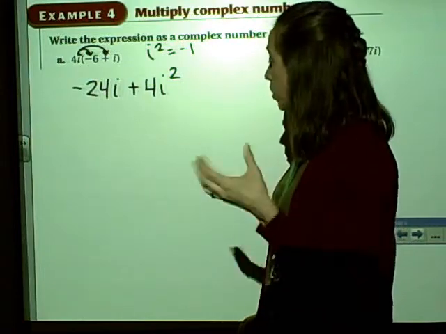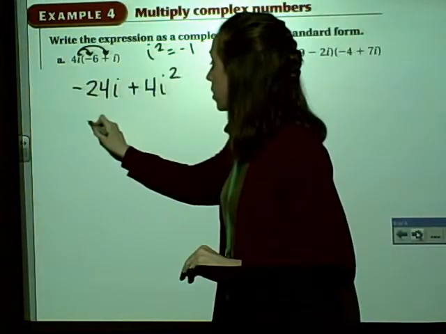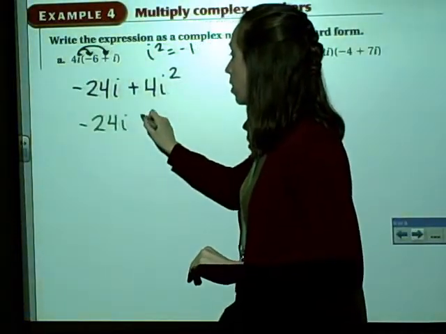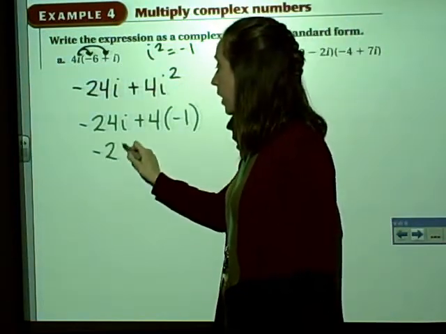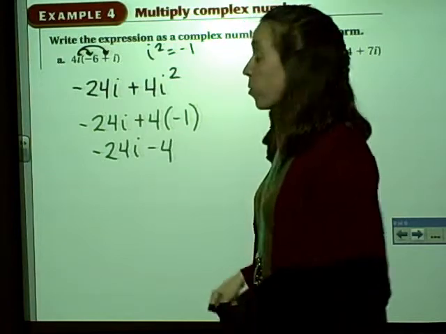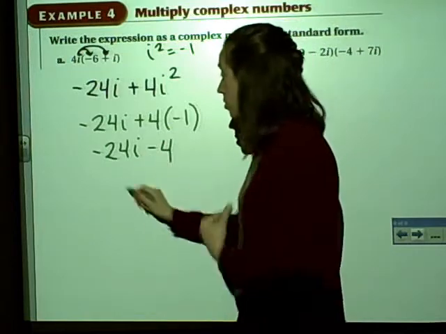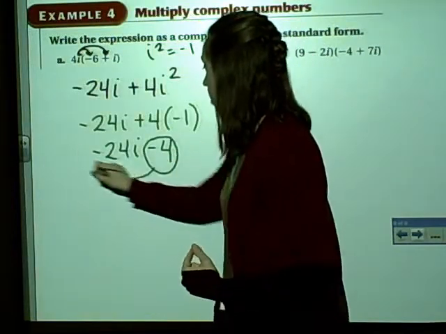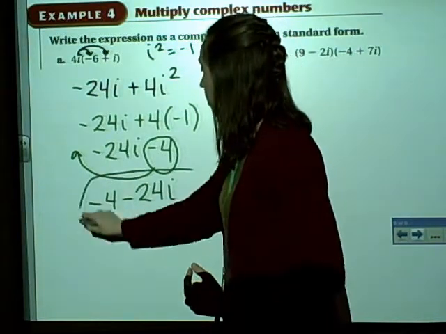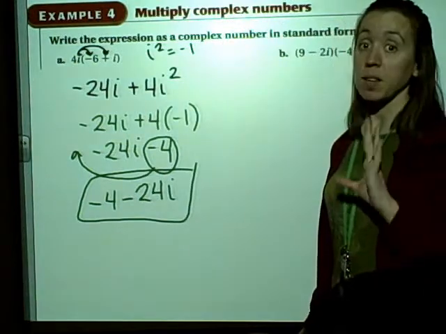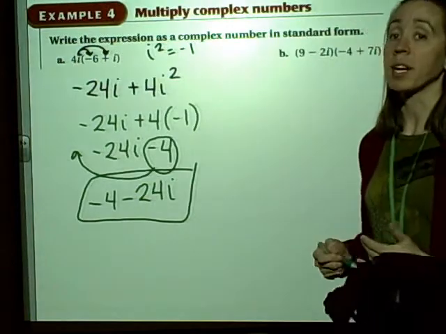So we want to make sure that we replace that. You should not have any i squareds in your final answer. So we're going to go negative 24i plus 4 times negative 1. That leaves me with negative 24i minus 4. Now I just need to make sure I get it into the regular standard form. Real number first. So this goes in front. So I get negative 4 minus 24i. That's my answer. It's just thinking of it as a variable. That's it. Except if you get an i squared, replace that with negative 1.